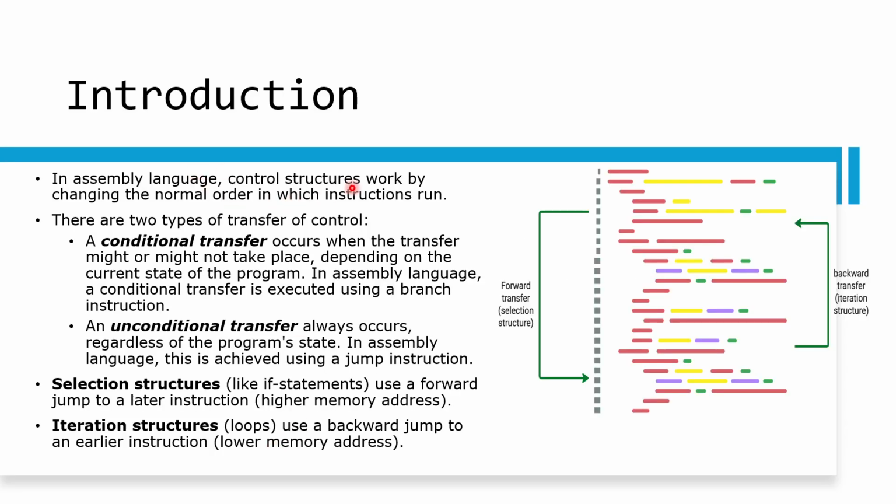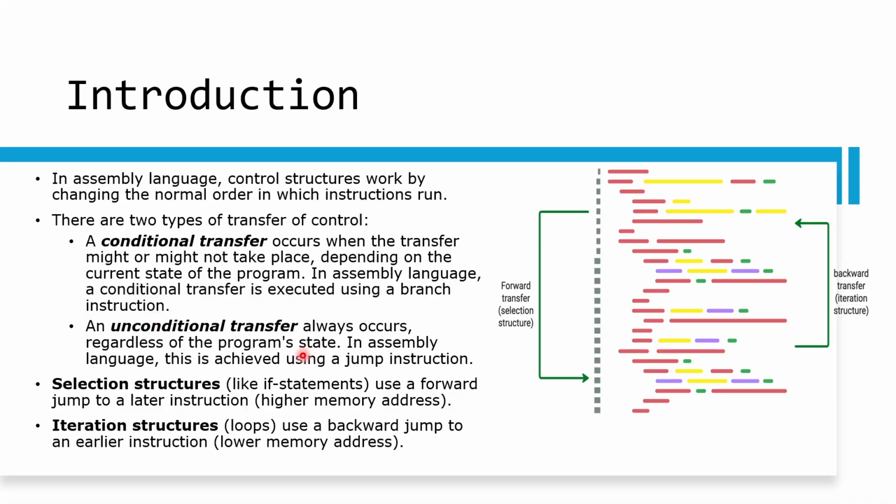In assembly language, control structures work by changing the normal order in which instructions run. There are two types of transfer of control. One is conditional and the other one is unconditional. Conditional will occur when the transfer might or might not take place, depending on the current state of the program. Means if it's false or if it's true, does it need to take the branch or not? In assembly language, a conditional transfer is executed using a branch instruction.